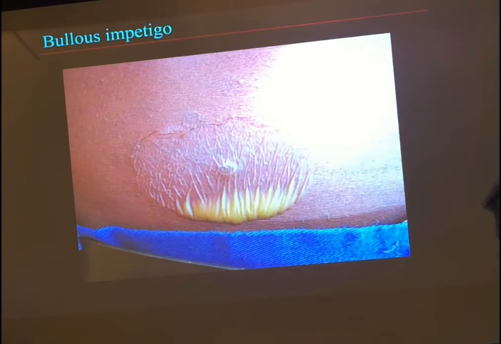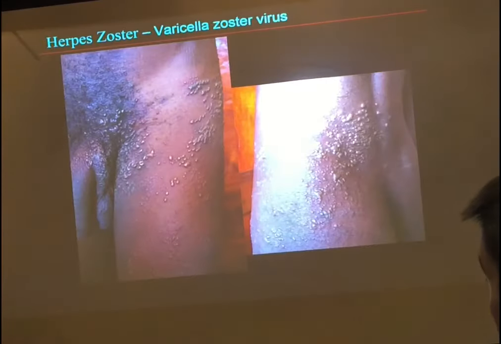This is bullous impetigo with the purulent material at the base. Herpes zoster, following dermatomal distribution. In darker skin, the vesicles look more tight. So if you have a needle at hand, always wipe with alcohol and try to unroof it so you can see if it's a vesicle versus a vacuole.